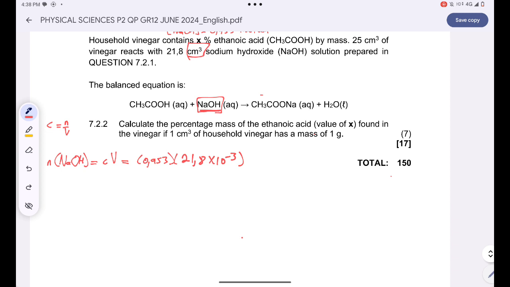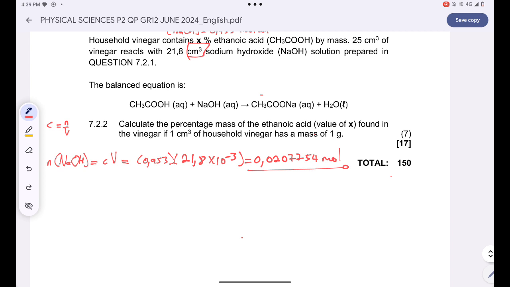Okay, so these will give me the number of moles to be equal to 0.020774 moles. Please guys, refrain from rounding off until you reach your final answer. So these are the number of moles, guys, of our sodium hydroxide that will react with the ethanoic acid inside the vinegar.